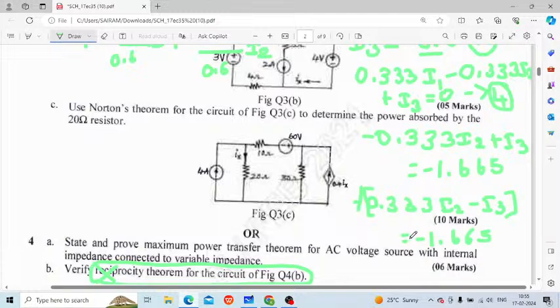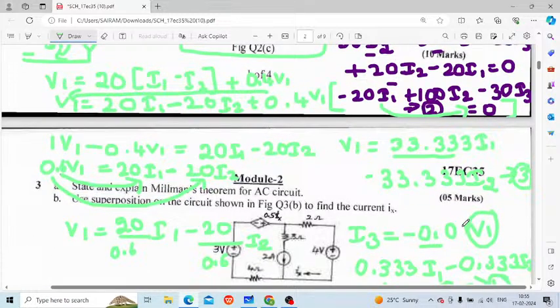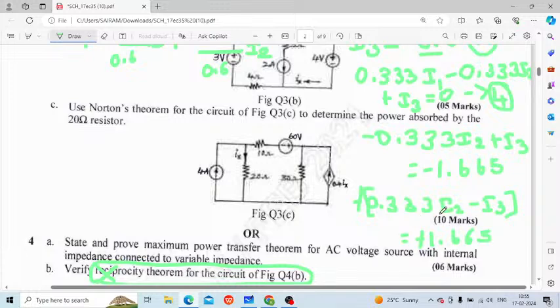So when you cancel this and this, you will be getting this equation, right? Try to substitute this in the calculator. The two equations are: one is 100 I2 minus 30 I3, which is equal to 100. Since we have substituted I1 here, what do we get? 100 I2 minus 30 I3 is equal to 100, and here you can see, you get 0.333 I2 minus I3 equal to 1.665.